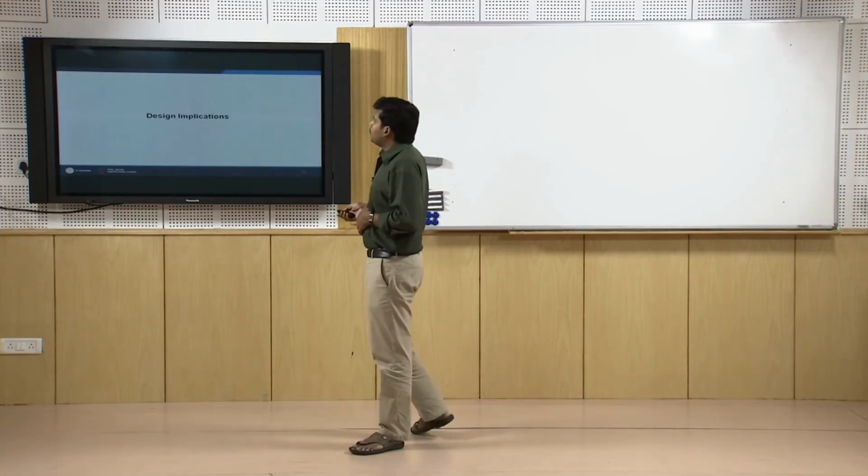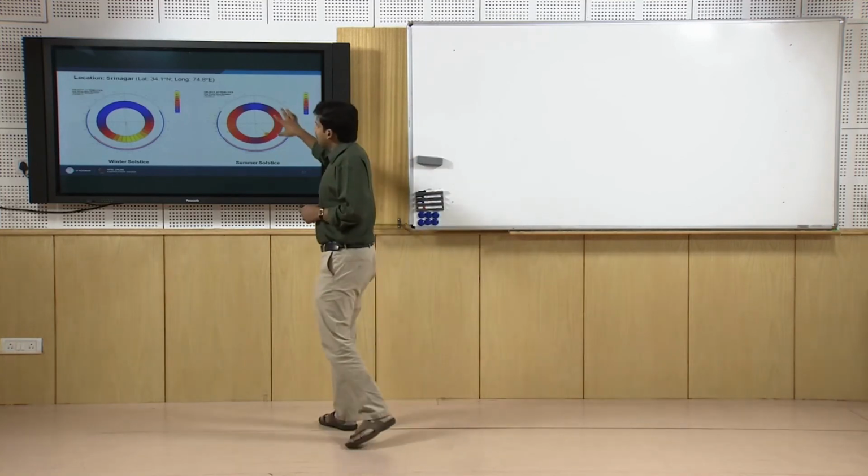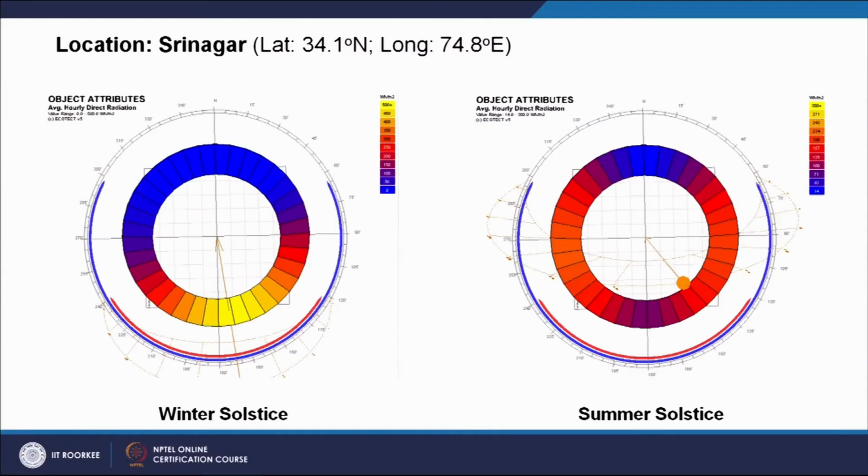Let us discuss a few design implications. This particular graph, again for Srinagar, shows the winter solstice and the summer solstice. This is the same solar radiation, but a direct solar radiation graph. Instead of drawing a square, I have made a cylindrical structure which is segmented, so each segment represents a specific orientation.